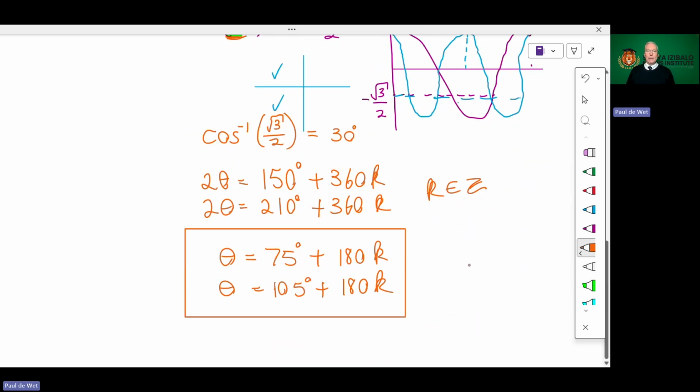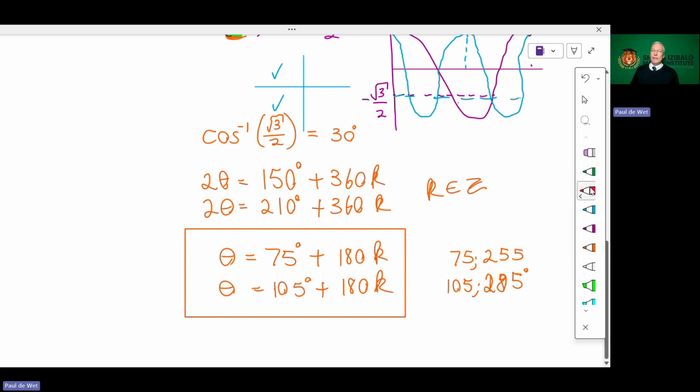The answers would actually be 75. Then we could add 180 to 75 once and we'd get 255. We can't add 180 again without going past 360. We can have 105, and we can add 180 to that and get 285. So there's our 4 answers.